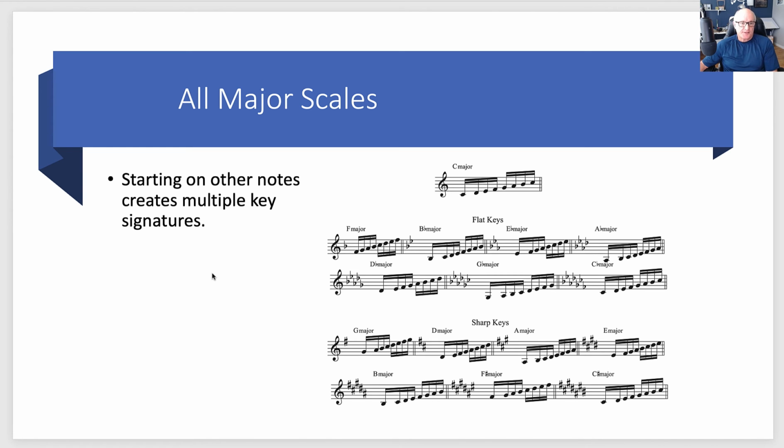So this is true for all major scales, and here they are. Starting on other notes, create multiple key signatures. And this is how we got key signatures. Originally it started out with a term called musica ficta, which we'll learn about in counterpoint, which was the addition of sharps or flats.